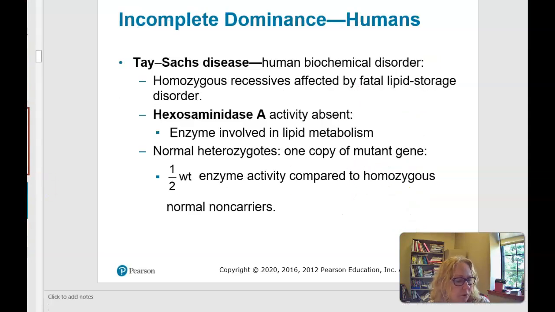Again, we've talked about it. Tay-Sachs disease is a biochemical disorder. The homozygous recessives are affected by a fatal lipid storage disease. The hexosaminidase A activity is absent, an enzyme involved in lipid metabolism. The normal heterozygous carrier has one copy of the mutant gene and half of the enzyme activity compared to the homozygous normal. So you're normal, you have some effects, or you completely have the disease. So this is saying that the heterozygous individuals carry one copy of the mutant gene, and they have half the enzyme activity.